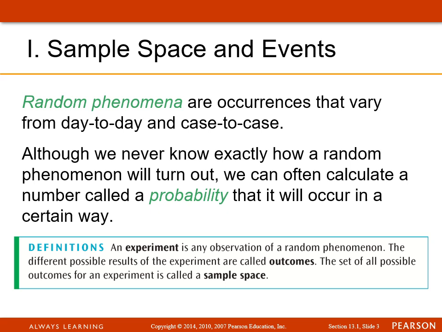Okay, so definitions. An experiment is any observation of a random phenomenon. The different possible results of the experiment are called outcomes. The set of all possible outcomes for an experiment is called a sample space. So we did a lot of this looking at the sample space. What are the possible outcomes in chapter 12?